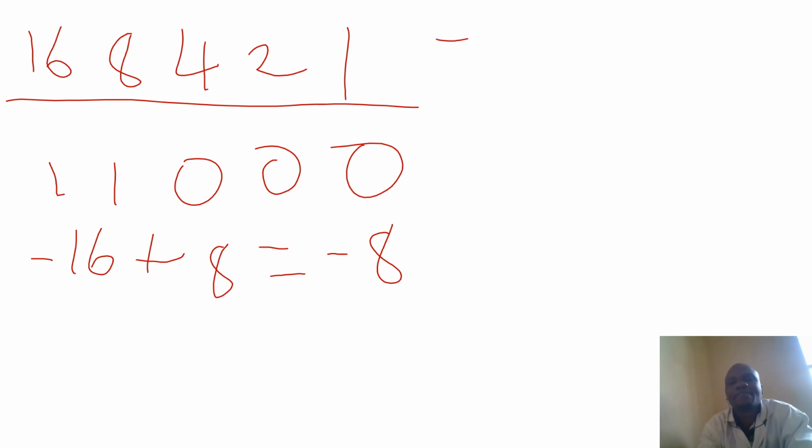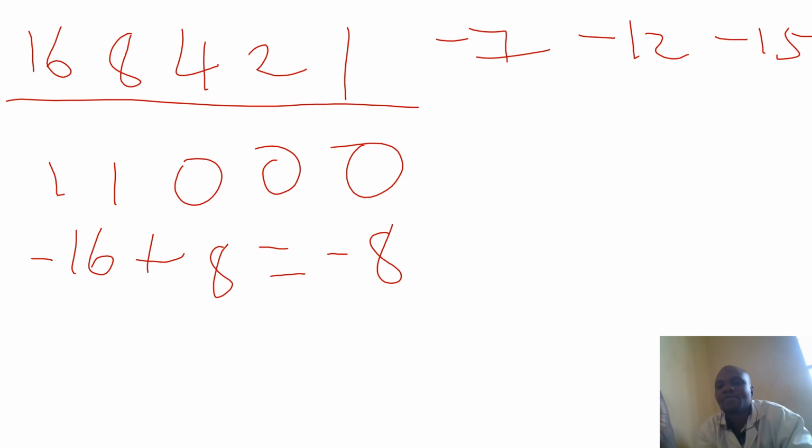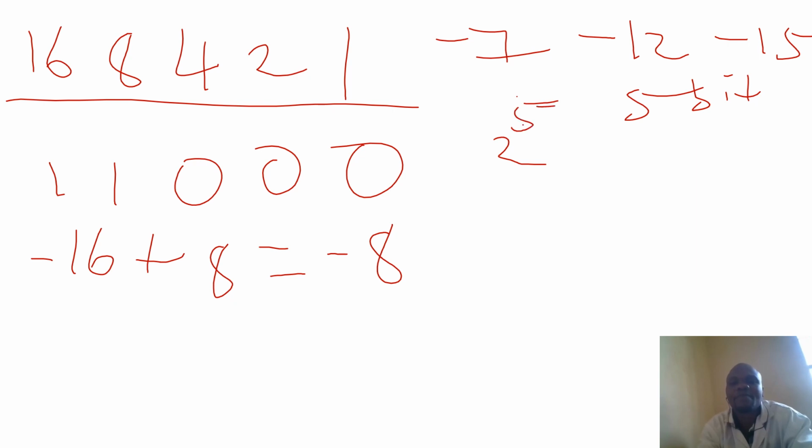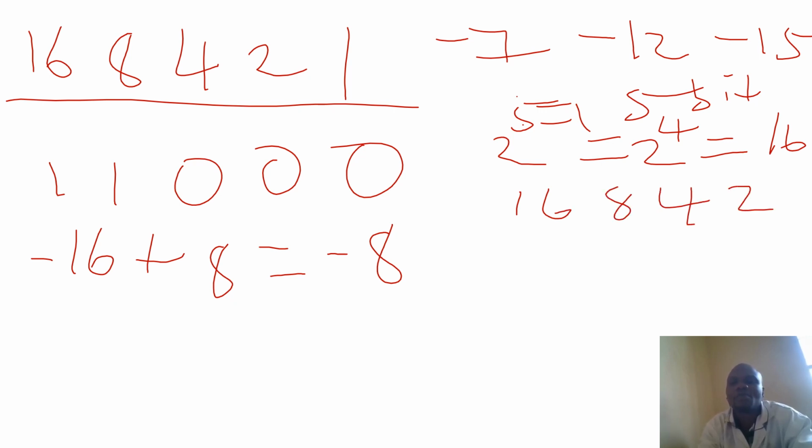So that is how you can even decide to take other numbers, like maybe 7, negative 7, and some other numbers like negative 12 and negative 15. Let us try to counter-check and see if it is going to work. We can use a 5-bit system, which will be 2 raised to power 5 minus 1, which is equivalent to 2 raised to power 4, which is 16. So for a positive 7, we have 16, then 8, and then 4, 2, and 1.